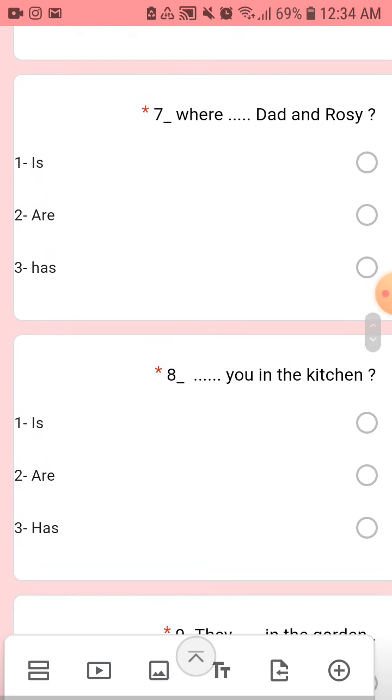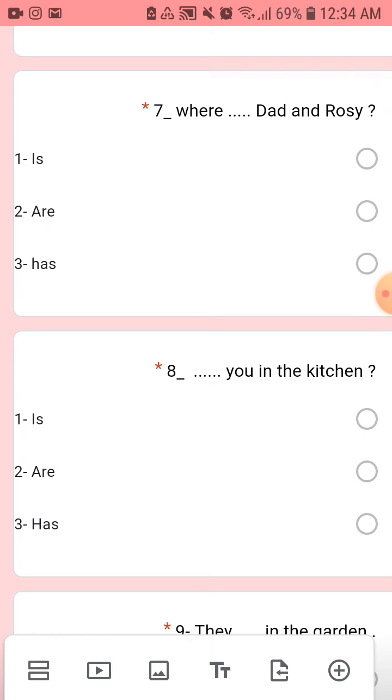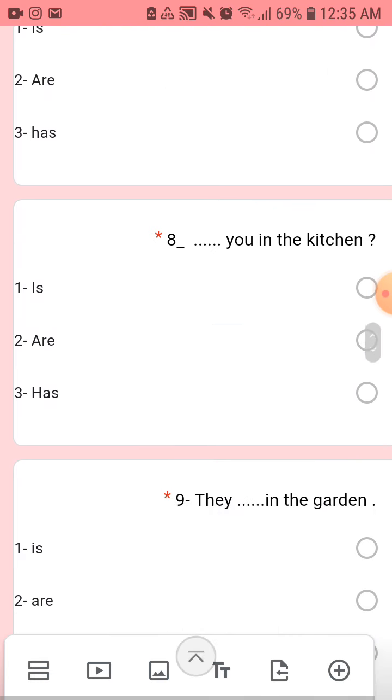Question 7. Where blank Dad and Rosie. This is two guys. Number 1 is, number 2 are, number 3 has.